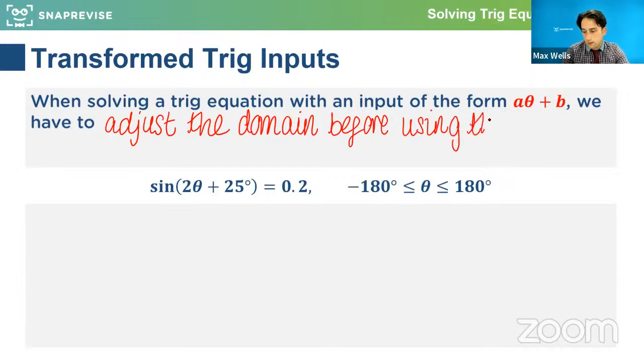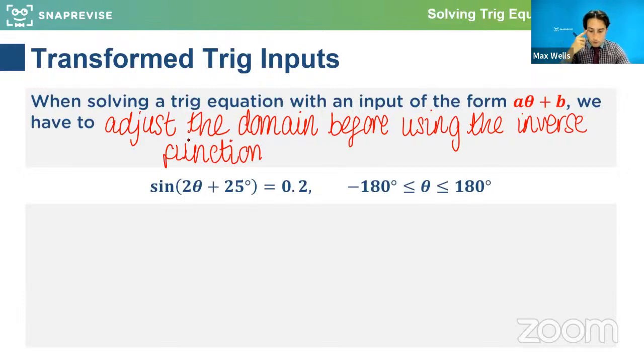Okay, so I'll show you what I mean. For this question here, we've got sine of 2 theta plus 25 is 0.2, and we're looking for answers between minus 180 and 180. So actually, if we're going to adjust the domain, this is the first step. Can anyone suggest what it would be?